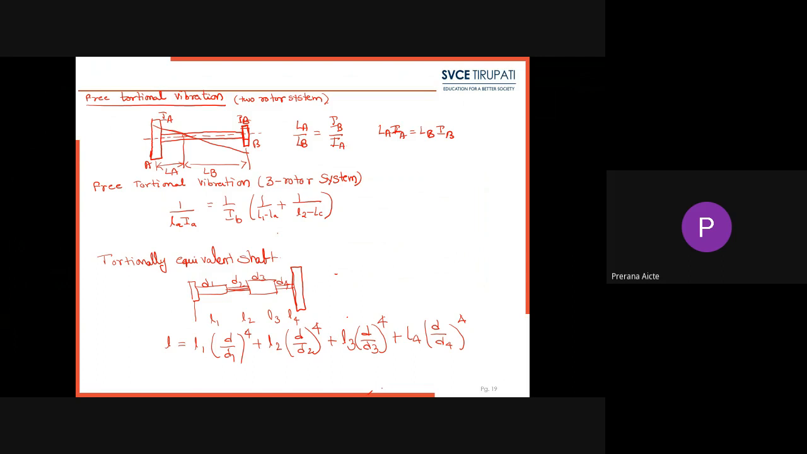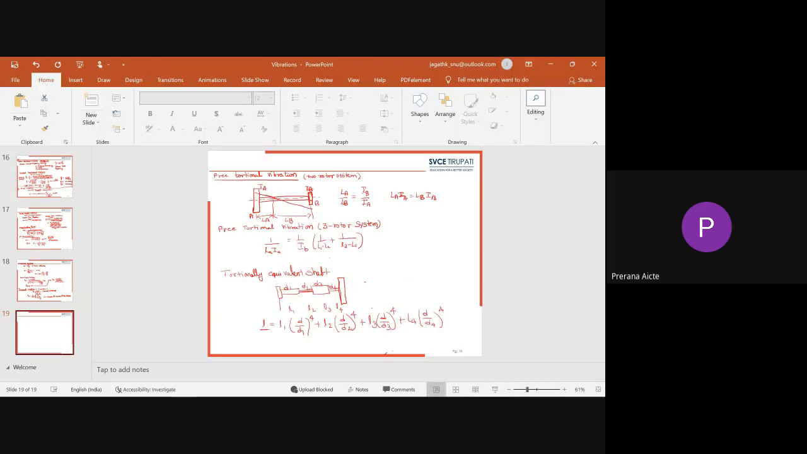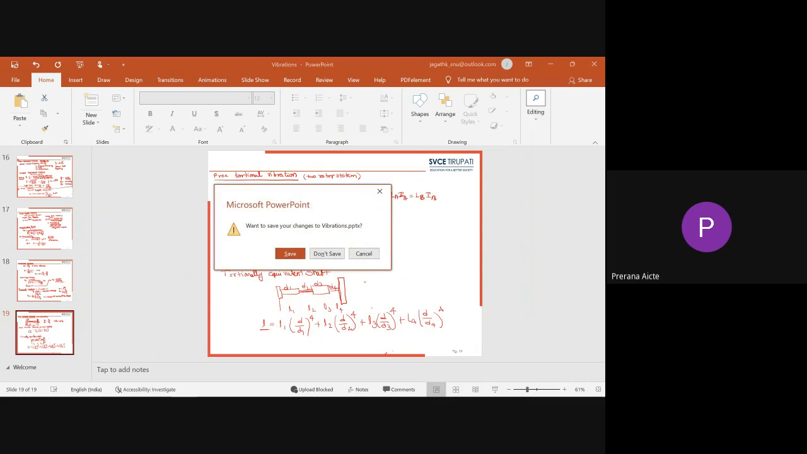So if they ask you to find the torsionally equivalent shaft length, you can use these parameters: the L values of the individual shafts, the individual diameters of the shafts, as well as the mean diameter of the shaft. That is how you make the design of a system for any kind of vibration system based on these equations. Now we will quickly see how we can solve some of the examples.